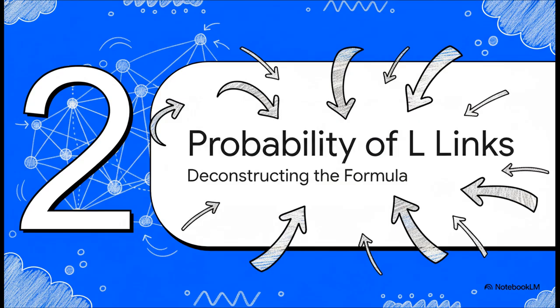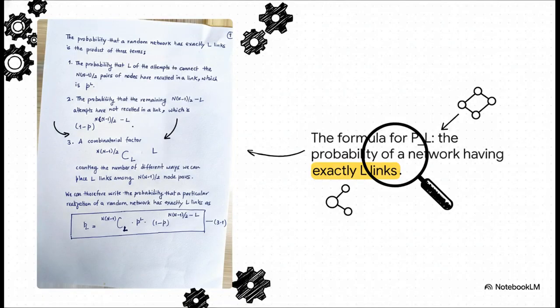All right, with that foundation set, let's tackle our first major formula. We're going to answer a really big question. For the entire network, what is the exact probability that it ends up with a specific total number of links, which we're going to call L? Okay, I know what you're thinking. When you see this on a test paper, it looks intense. But I promise you, don't be intimidated. It's actually just 3 very simple, very logical ideas, all multiplied together.